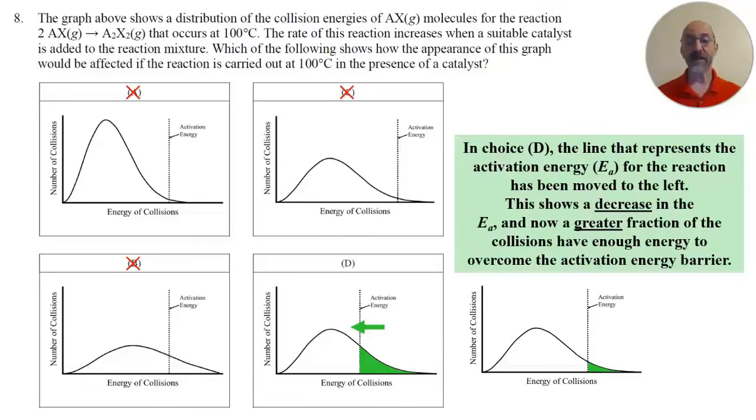In choice D, the line that represents the activation energy for the reaction has been moved to the left. This shows exactly what would happen in the presence of a catalyst, a decrease in the activation energy, and now, as you can see, I've shaded that portion, a greater fraction of the collisions have enough energy to overcome the activation energy barrier. So we've already eliminated choices A and B because they tried to change the temperature, and there's a different appearance of the Maxwell-Boltzmann distribution curve. And then in choice C, they changed the activation energy, but they made it higher instead of lower. So the correct answer to question 8 is choice D.